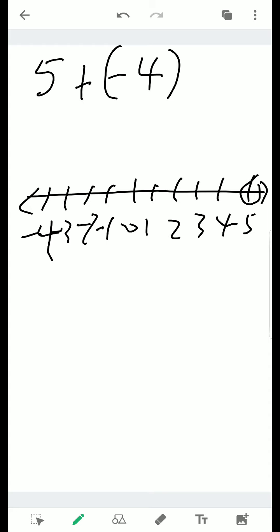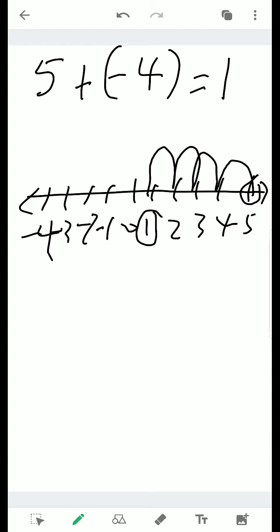So you are moving from 5. 5 plus neg 4. So it is negative. So I have to go to my left, starting from 5. So I'll start 1, 2, 3, 4. So I've gone 4 backwards. So the answer is 1. So this is equal to 1. Have you seen how it is? Alright, let's try another one.